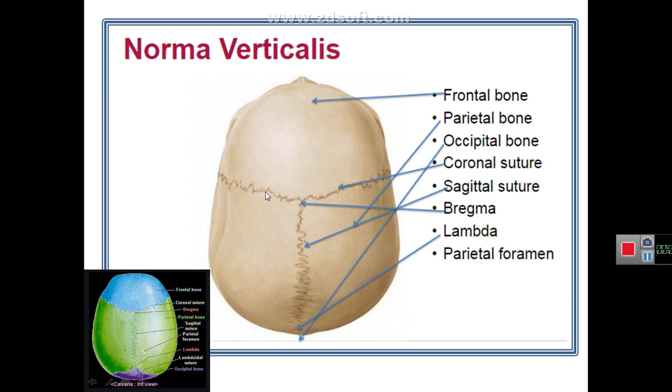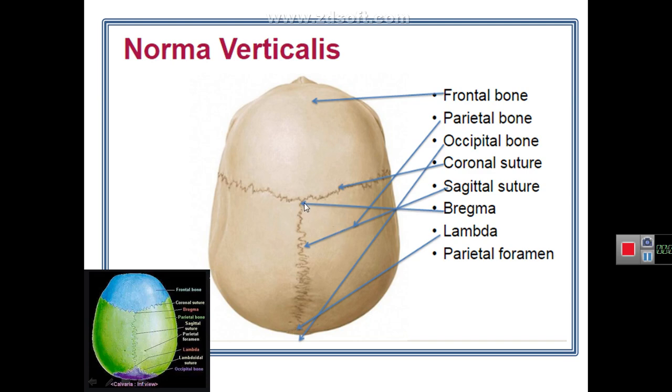You have a joint or a suture between the frontal bone anteriorly and the right and left parietal bone. This suture is called the coronal suture. Also, there is a suture or joint between the right and left parietal bone, which is called the sagittal suture. And posteriorly, there is a joint between the parietal bones and the occipital bone, which is this one, called the lambdoid suture.